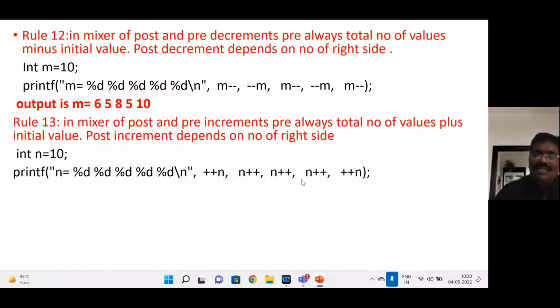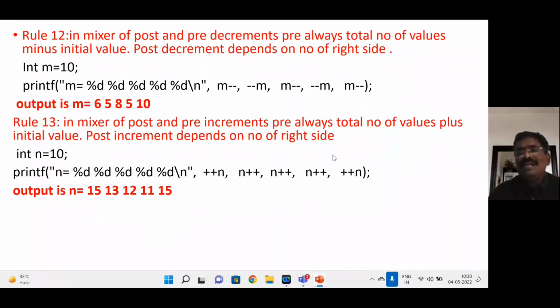So then you see that here it will be printing 15. After that it comes to this place, n plus plus. N plus plus means, on the right side, how many increment operators are there? 1. So that is 10 plus 1. And here it is a post increment, which means the n value is assigned first, and after that it is incremented. That is how you get 11.